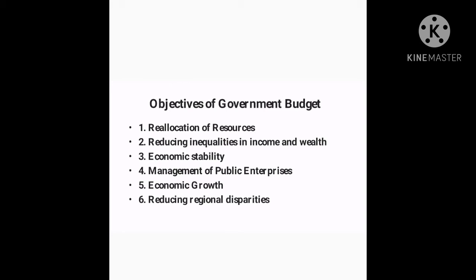So these 6 points tell you about the objectives of government budget. First, reallocation of resources. Second, reducing inequalities in income and wealth. Third, economic stability. Fourth, management of public enterprises. Fifth, economic growth. Sixth, reducing regional disparities.